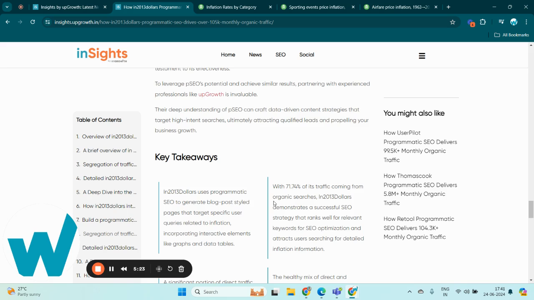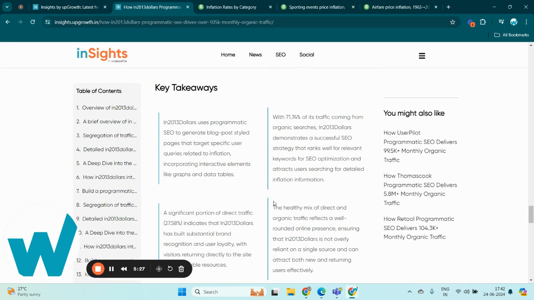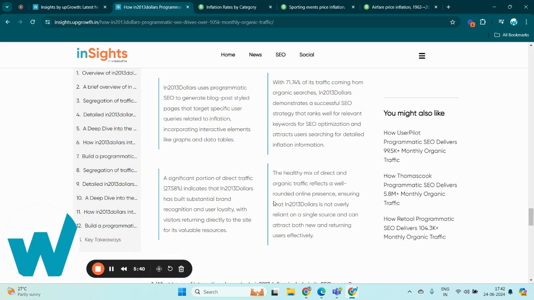Now here are the key takeaways. Check out the key takeaways from the blog to understand how In2013Dollars uses Programmatic SEO to generate targeted interactive content and successfully drives a mix of organic and direct traffic. Learn how their strategy built brand recognition and ensures a well-rounded online presence.